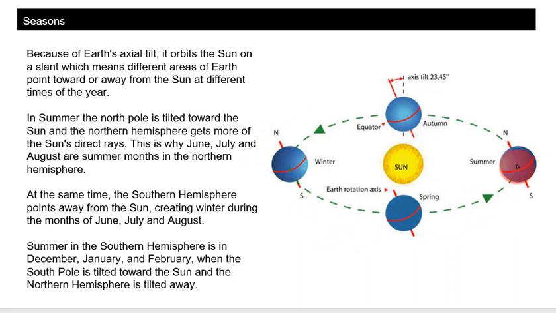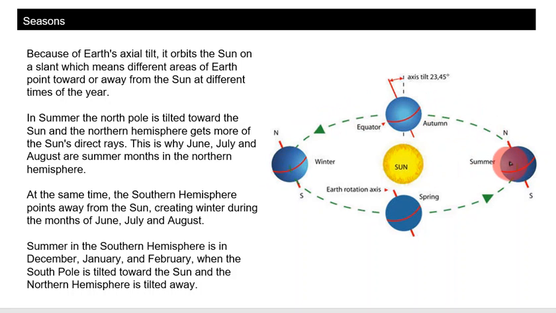But as the Earth moves around, because of this tilt, at certain points, sections of the Earth are going to be tilted towards the Sun more, and as it moves around, it's going to tilt away from the Sun.